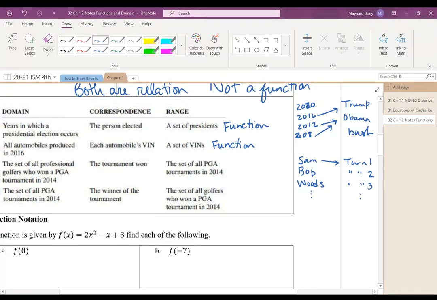That's not necessarily true, right? Tiger Woods can win 2 tournaments, or Bob could win all 3 tournaments. So since each X value could have more than one Y, this is not a function.